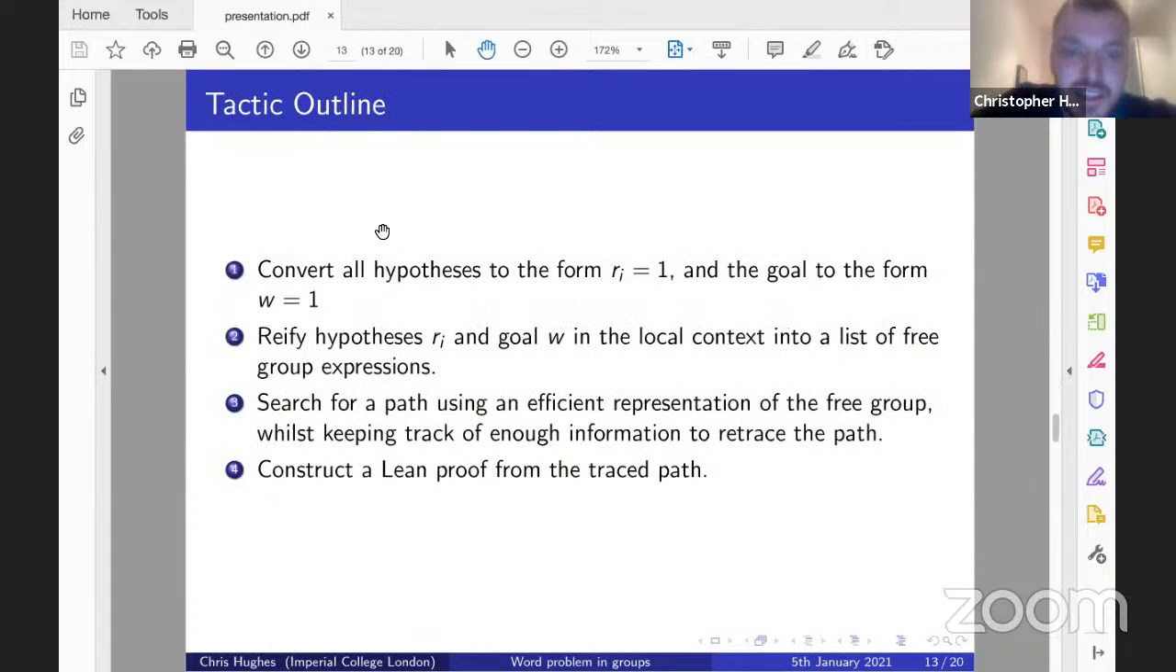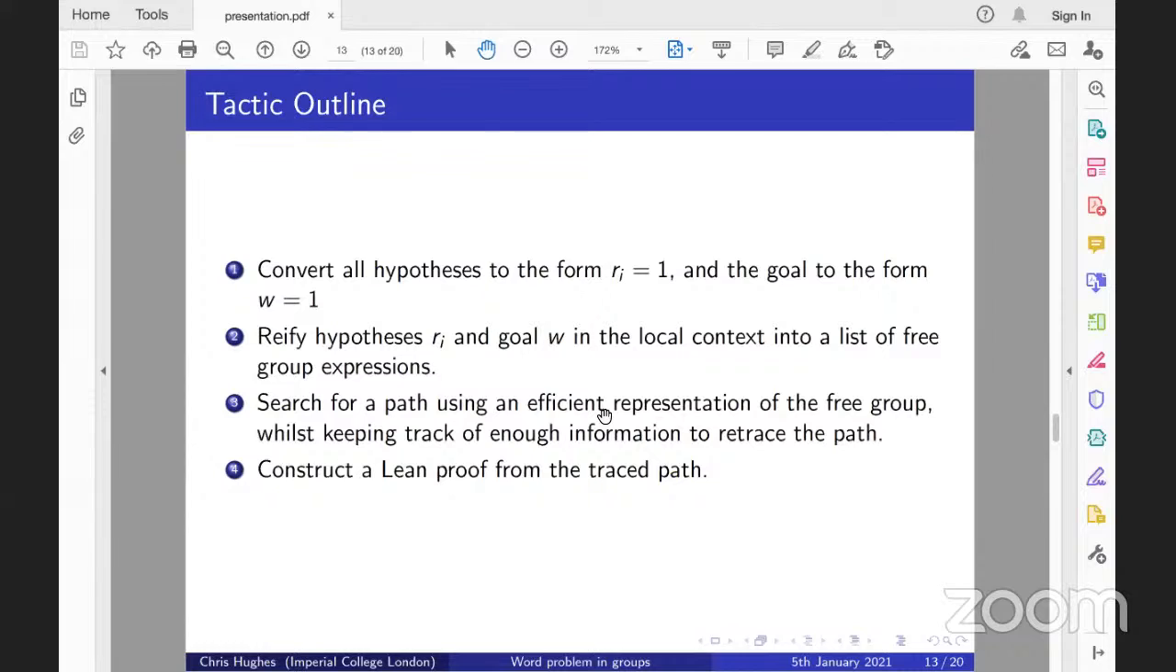So how does the tactic work? First of all, take all hypotheses and the goal, put 1 on the right hand side, and compute a bunch of words in the free group. So you convert all your assumptions to an efficient representation of the free group, so we compute what our relations are as elements of the free group.